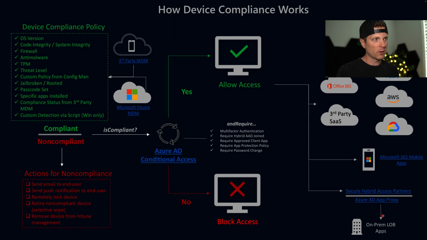Now in the middle here, I also have some additional controls. So not only can I require that the device is compliant, I may also want to require MFA as an example. Or the device is managed, meaning it's joined to Azure Active Directory, or it's hybrid joined through on-premises Active Directory, Windows Server Active Directory. So this is how device compliance works. Now, the blue hyperlinks here will send you out to some different links to documentation where you can learn more.